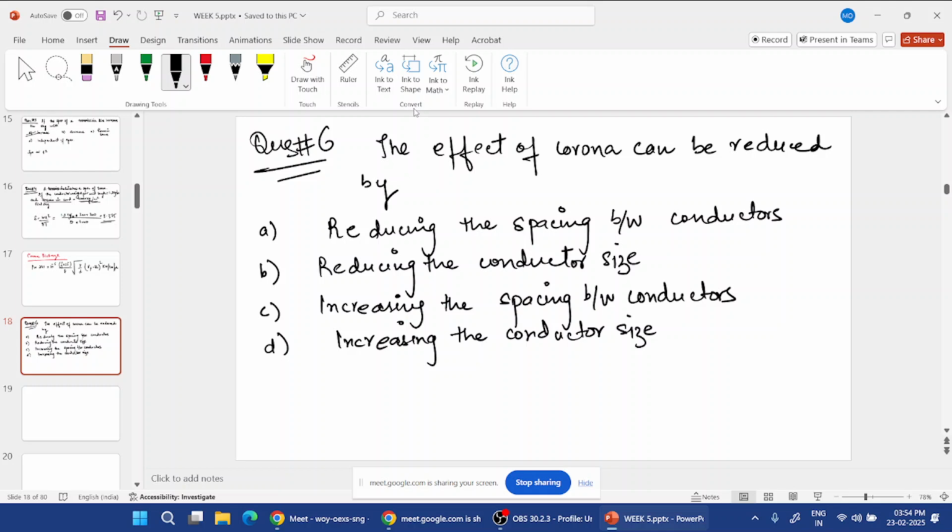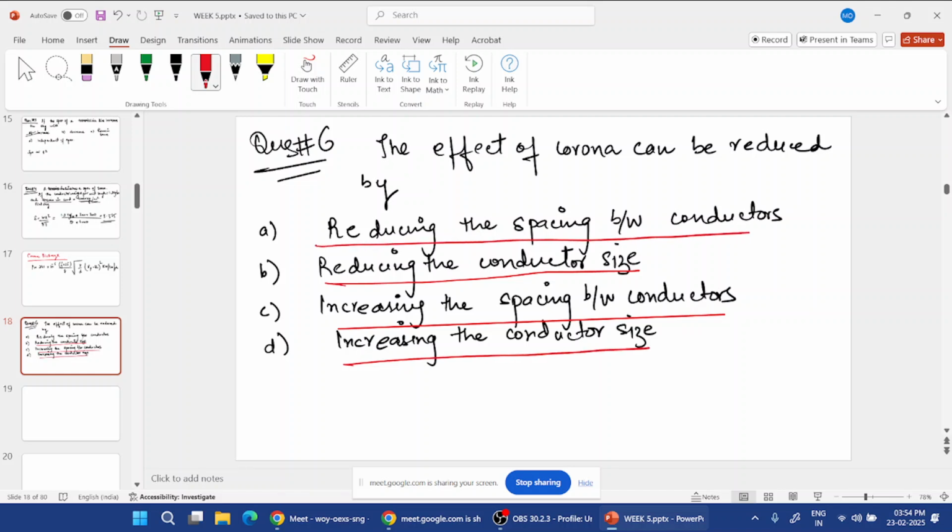देखो क्या है, effect of corona can be reduced by, first of all, reducing the conductor size, okay, increasing the spacing between the conductor, or increasing the conductor size or reducing the spacing between. तो हमें इसमें से ये देखना है कि कोरोना का इफेक्ट कैसे हम रिड्यूस कर सकते हैं.